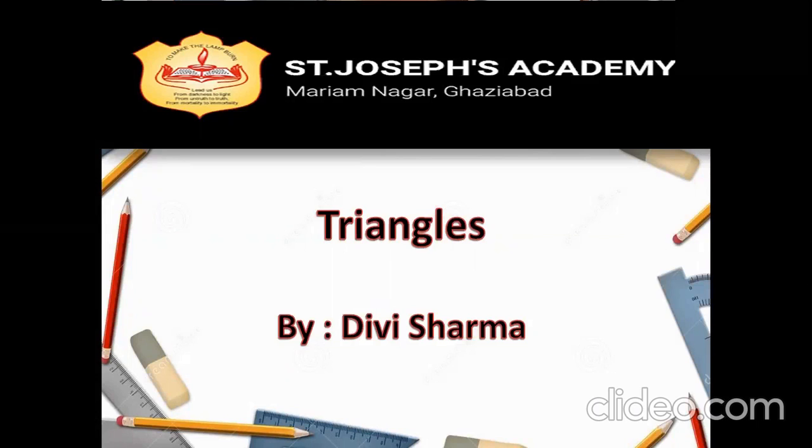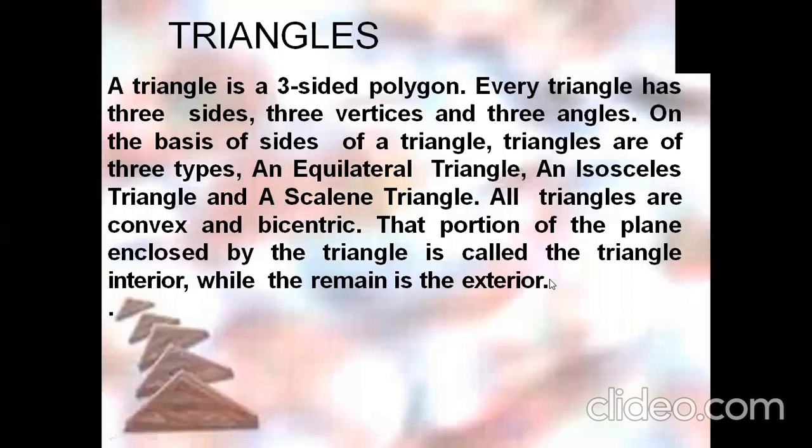Today, in this class, we'll be discussing chapter number 4 of geometry, which is based on triangles. Now, let us see the definition of a triangle first. A triangle is a geometrical figure consisting of three line segments enclosing a portion of the plane. A triangle is a three-sided polygon. Every triangle has three sides, three vertices, and three angles.